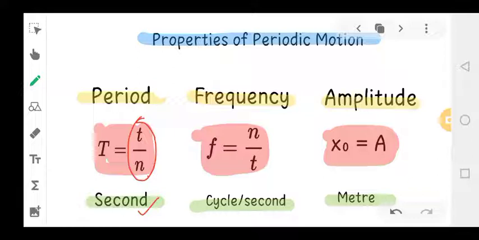The frequency is the number of cycles made in 1 second. You can say the number of oscillations in 1 second, or the number of vibrations in 1 second. So that is frequency, and it is measured in cycles per second, or what we know as the hertz.